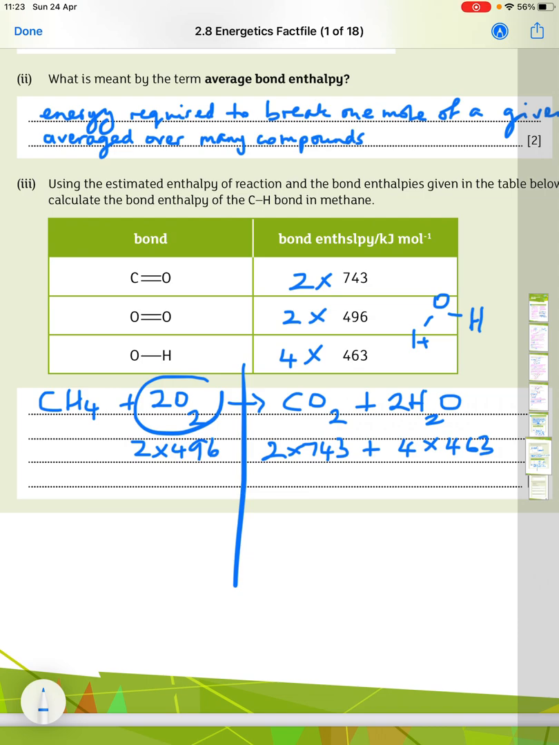So the total for the bonds broken is going to be this 496 times 2, which is 992, plus the carbon to hydrogen bonds in the methane. Methane's like this, so there are 4 carbon to hydrogen bonds in here. So that plus the 992 is the total on the left. The total on the right then, when you add these together, you get 3,338.